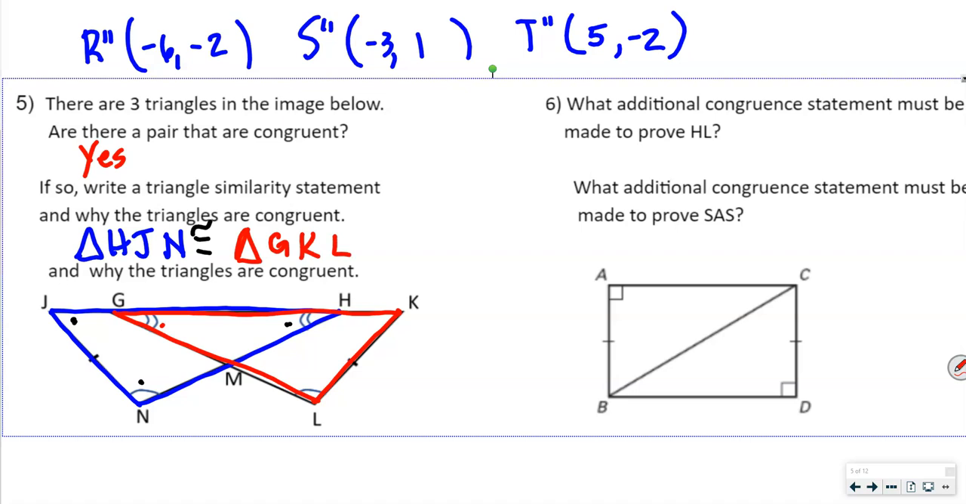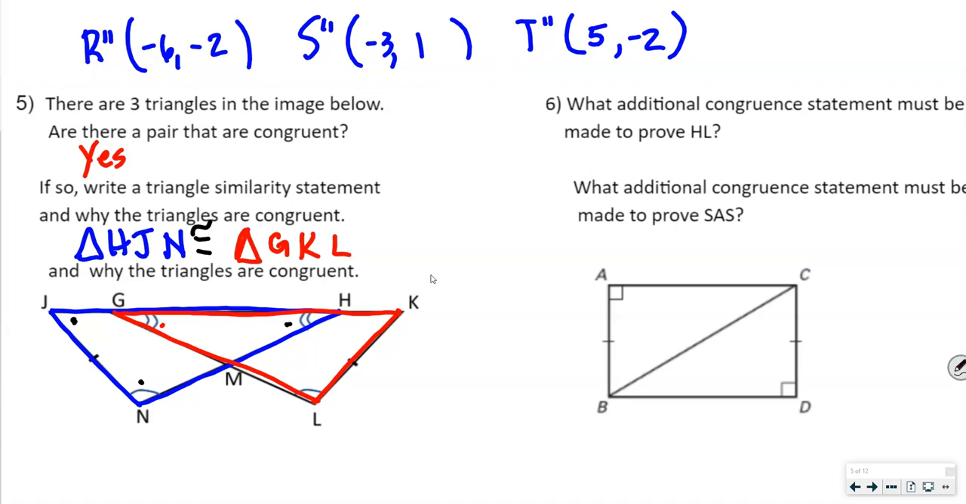L, okay. So now when we talk about why the triangles are congruent, we're going to go around one of the triangles. So I'm going to go around our HJN. So I got an angle right there, I got an angle right there, and then I have a side. So that's why the triangles are congruent. Angle, angle, side.